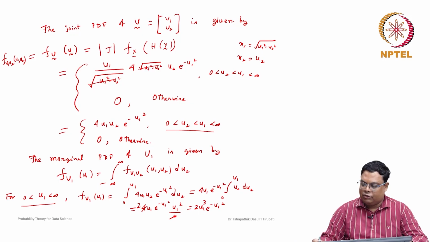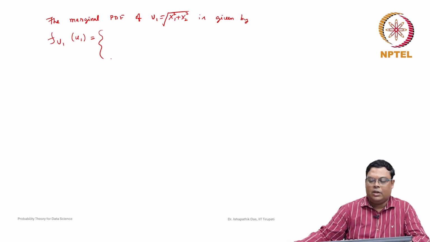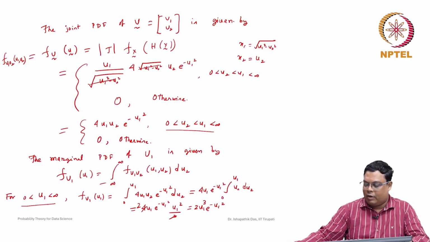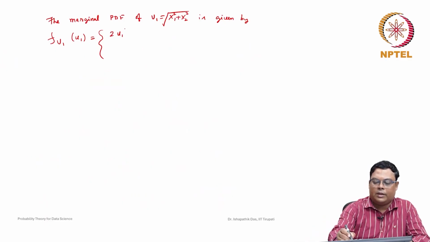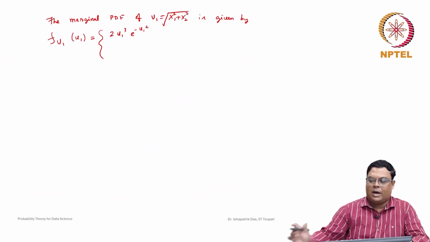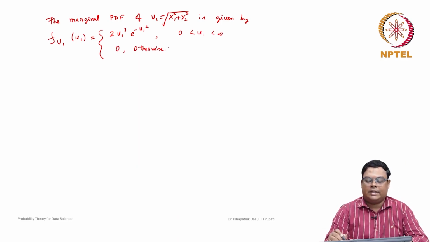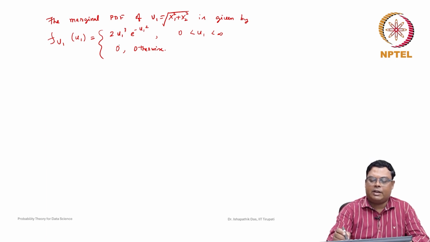Because it has to be a density, if you do the integration, the integral should be equal to 1. The function is 2 u1 cubed e to the power of minus u1 squared whenever 0 is less than u1 less than infinity, and equal to 0 otherwise. So this is the density function. I just wanted to check whether your calculations are correct.